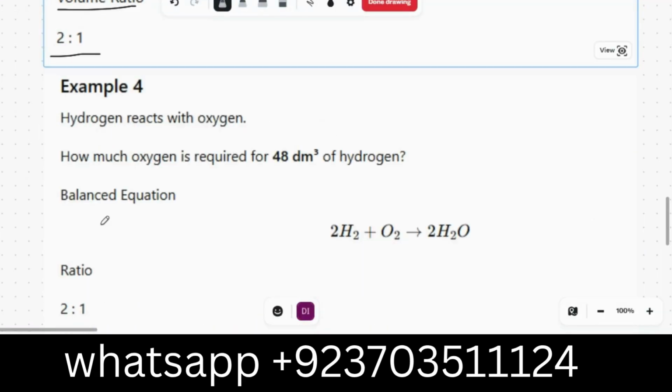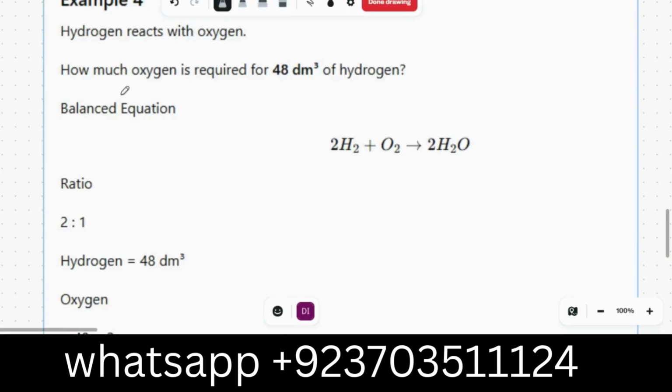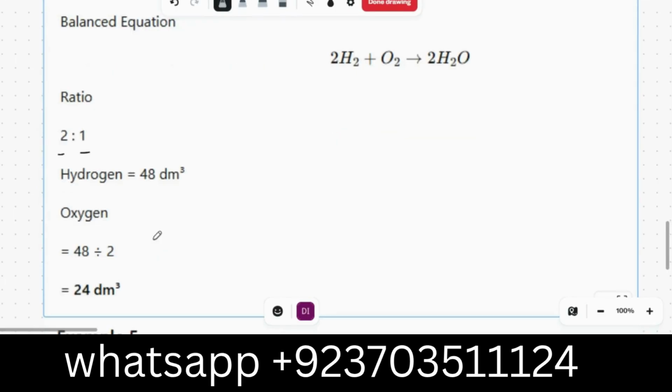For example, hydrogen reacts with oxygen. How much oxygen is required for 48 dm³ of hydrogen? The ratio is 2 to 1. So for 48 dm³ of hydrogen, half the amount of oxygen is needed. So 48 divided by 2 is 24 dm³, or 1 mole.